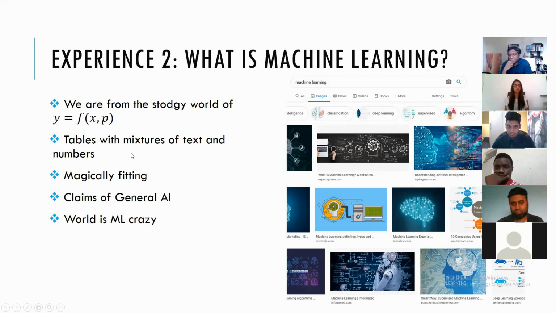And also when you start reading into the field for the first time, you see tables with not just numbers, but tables with text and categories, and yet you have a model now that's working with that, and it looks magical. And you think, how did I miss this field? And what is machine learning, right? We are from this very stodgy world where y equals f of x and p. Now suddenly you have this. How did I miss this giant field?